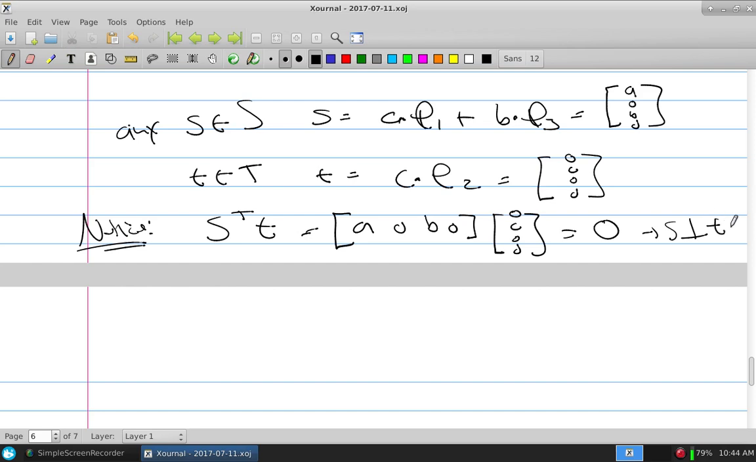What did S actually represent? The entire span. Every single vector. I didn't give you numbers, right? Every vector that exists within S is a vector like that. Every vector that exists within T is a vector like that. Every vector in S is orthogonal to every vector in T.